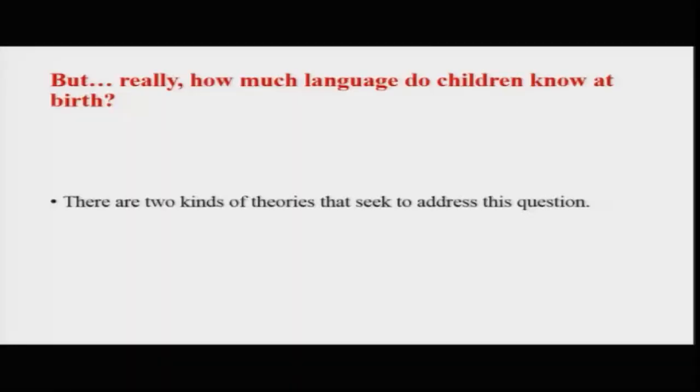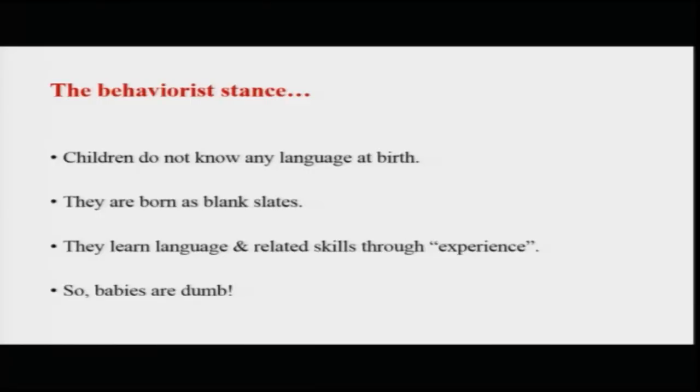One of the ways of looking at this more closely is looking at some of the theories that exist about language acquisition. There are two positions about this. One of them is the nativist position, and the other is called the behaviorist position. So remember these names, and let us just try and look at what these positions say. So the behaviorist position.